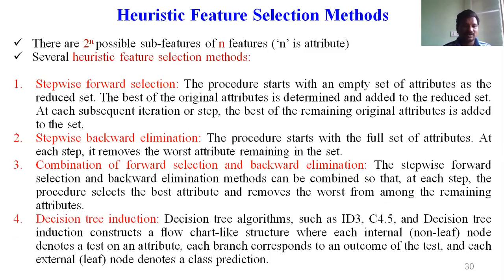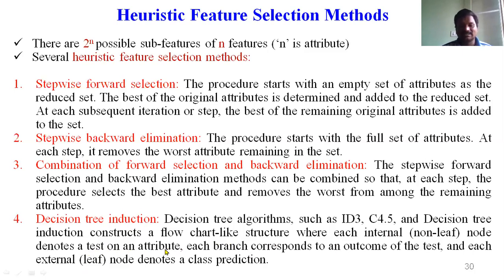And then coming to the fourth one, the decision tree induction method. What is the decision tree induction method? What is a decision tree? A decision tree is a flowchart-like structure. The decision tree consists of internal nodes. What is an internal node? The internal node indicates a test on an attribute value.